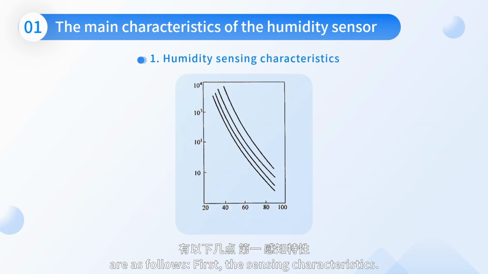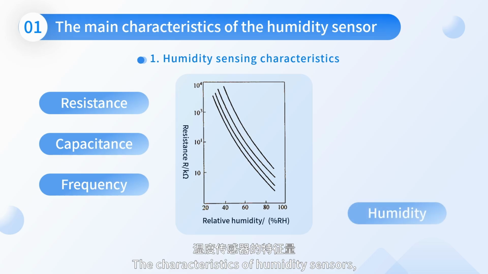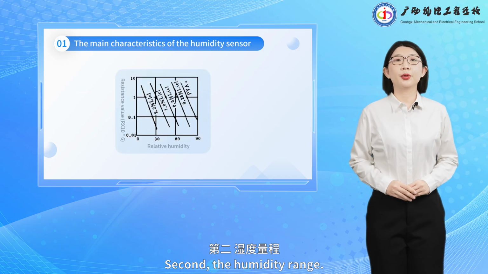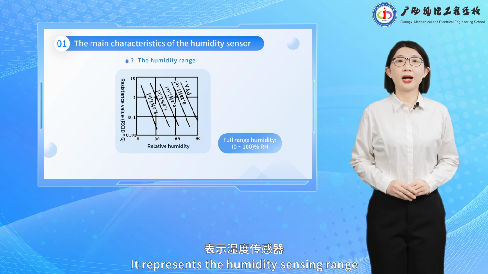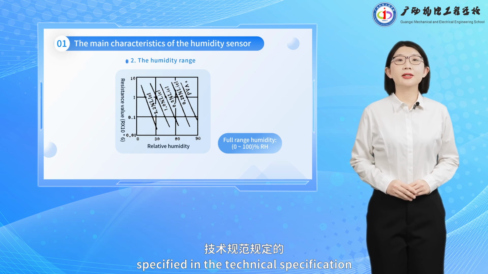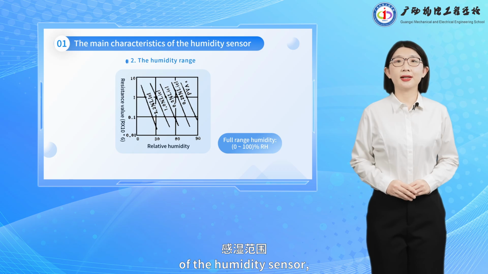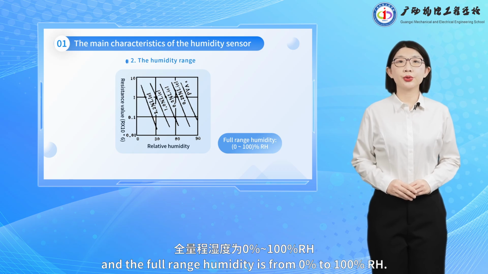First, the sensing characteristics. The characteristics of humidity sensors, such as resistance, capacitance, frequency, etc., vary with humidity. These relationships are commonly represented using curves depicting the relationship between humidity characteristics and relative humidity, as shown in the figure. Second, the humidity range. It represents the humidity sensing range specified in the technical specification of the humidity sensor, and the full range humidity is from 0% to 100% RH.